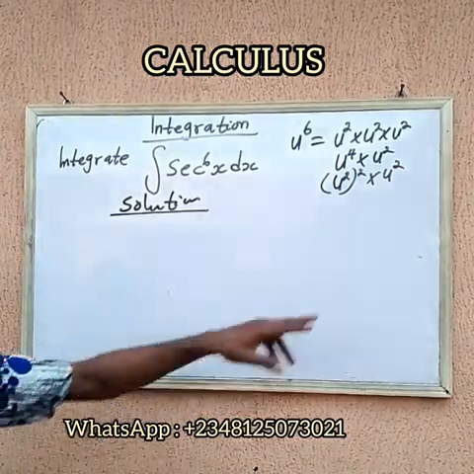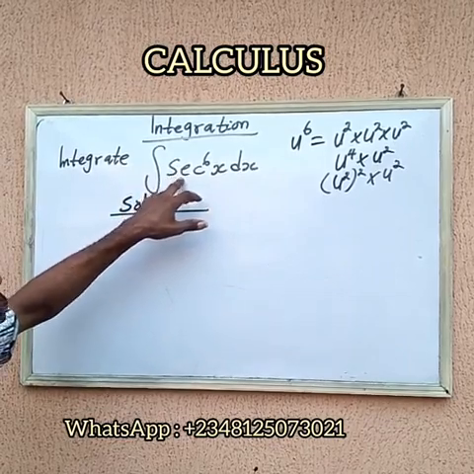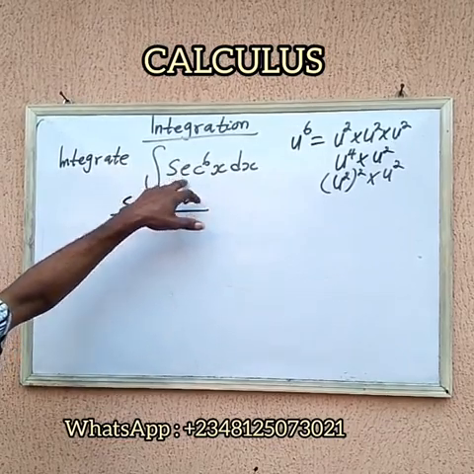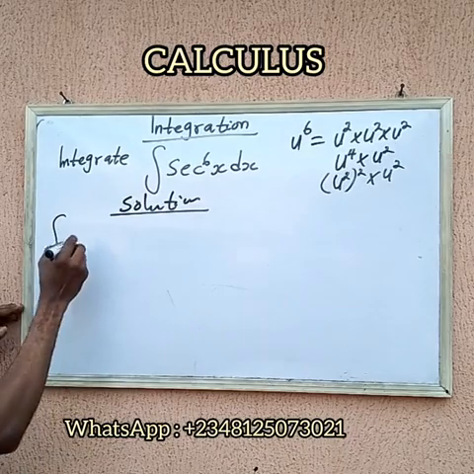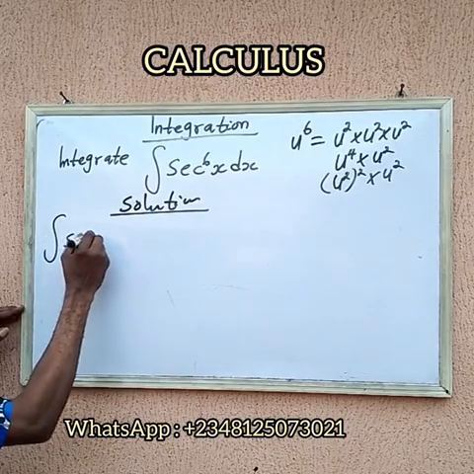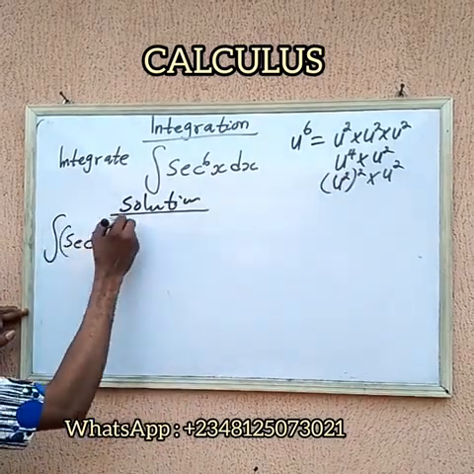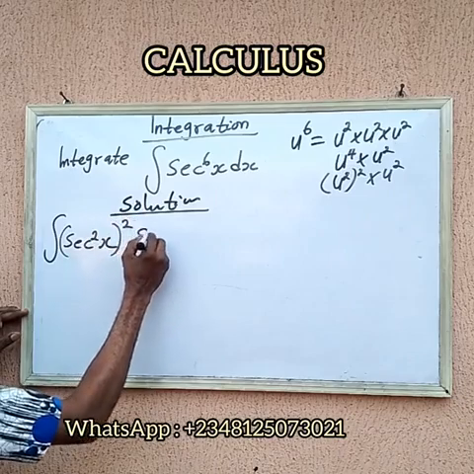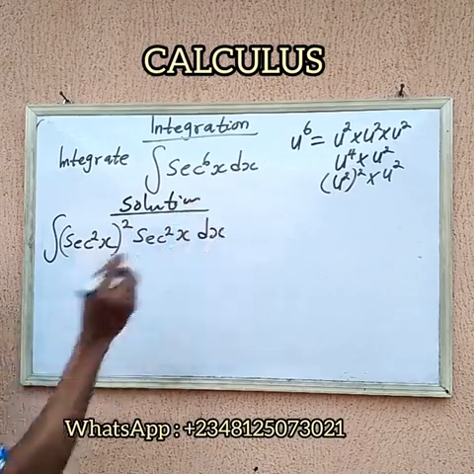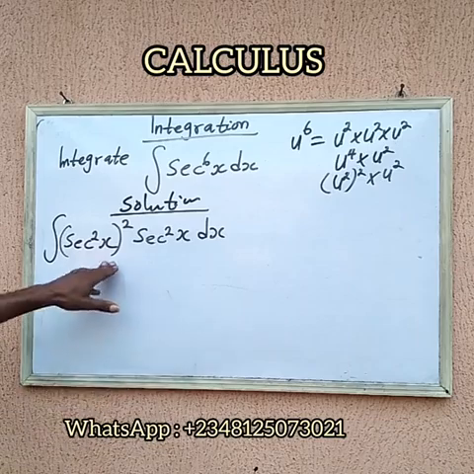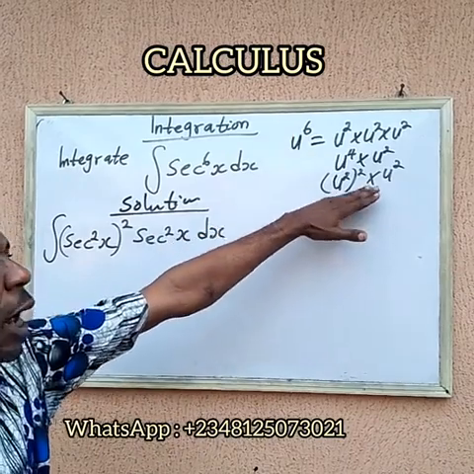So this is how I am going to express what I have here in terms of sec x, to give us the integral of sec square x, that is this one here, then we have square, then another sec square x, then we have dx. Good. So what we have here is still the same thing as what we have here. Nothing has changed, if you follow this illustration I gave.